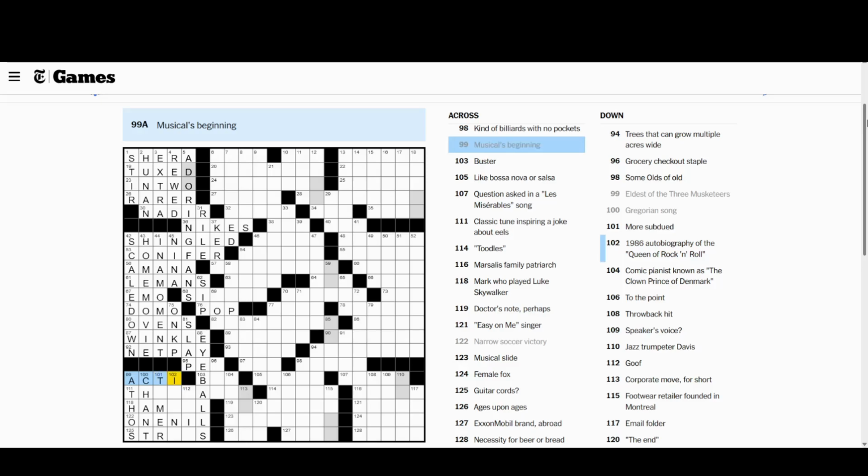Musical's beginning is going to be Act One. This is going to be Tamer. Classic. So we're going to be using these two letters, I think. What? Classic tune inspiring a joke about eels? Oh, this is going to be Itina. Yeah, of course. And then there's going to be two L's. Straps. Ah, yes, of course.